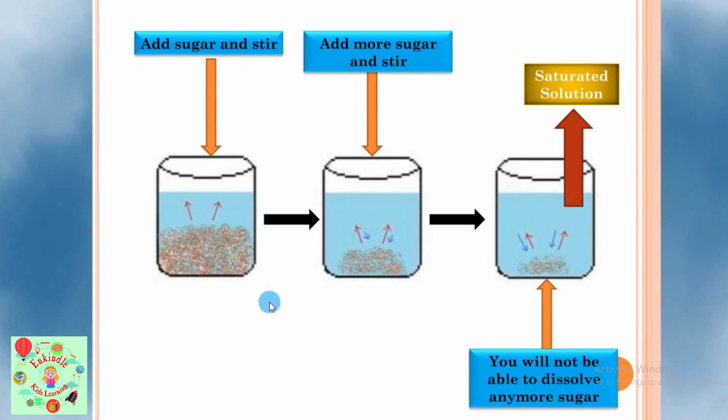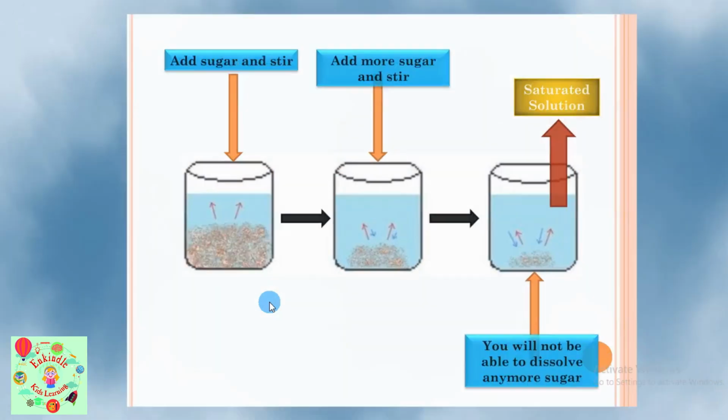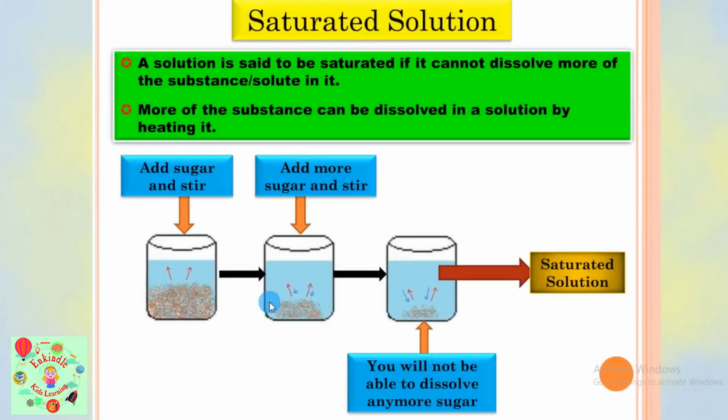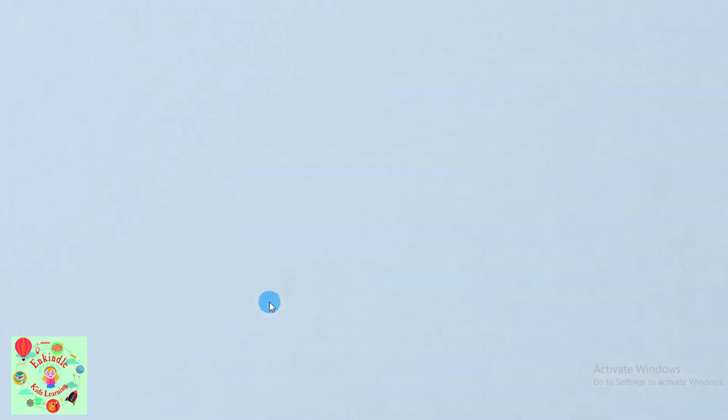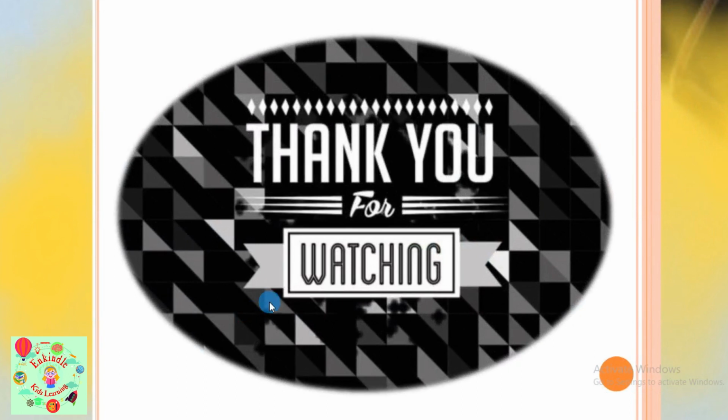Then I asked you to perform one simple activity. And finally, we understood what a saturated solution is. A solution is said to be saturated if it cannot dissolve more of the substance or solute in it. With this, we have completed the chapter Separation of Substances.